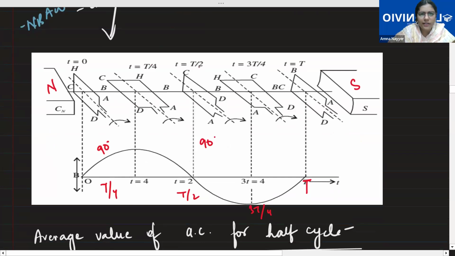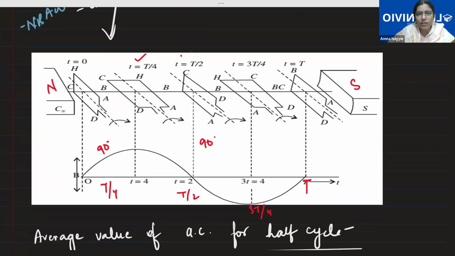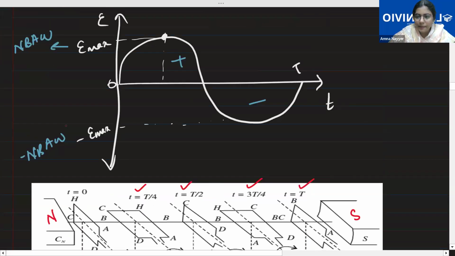Oh, it's written also T by 4, T by 2, 3T by 4, capital T. Now got it, Raneem? Yes, ma'am. So, ma'am, this curve represents the extent to which current is varying. EMF. Right now we are focusing on EMF. Because when you divide the EMF with the resistance, current will automatically be there. Clear, Raneem?